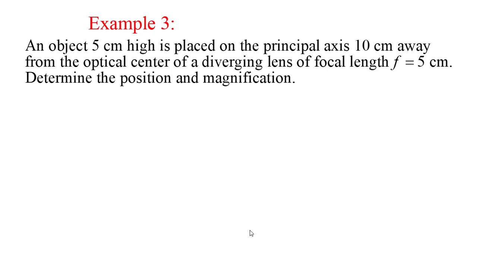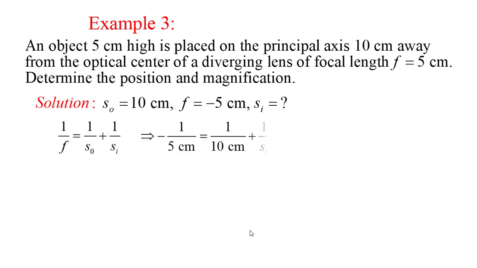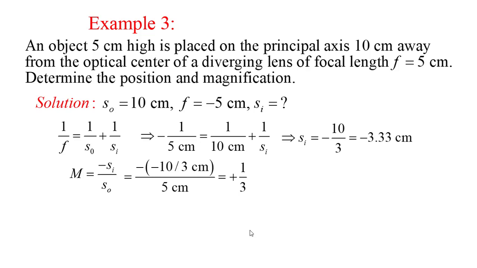The third example: an object 5 cm high is placed on the principal axis 10 centimeters away from the optical center of a diverging lens of focal length f equal to 5 centimeters. Determine the position and magnification. We are given that S naught is 10 centimeters, f is minus 5 centimeters, and Si is required. By directly plugging in what we have here and calculating for Si, we get minus 3.33 centimeters for the image distance. Magnification is minus Si over S naught, which gives us plus 1/3.